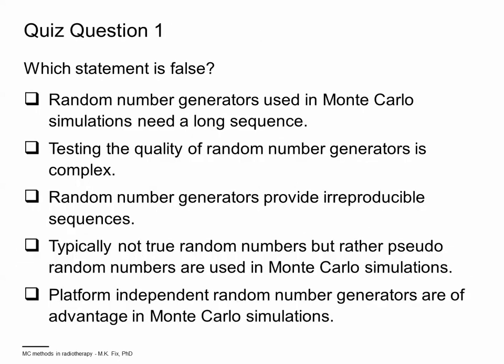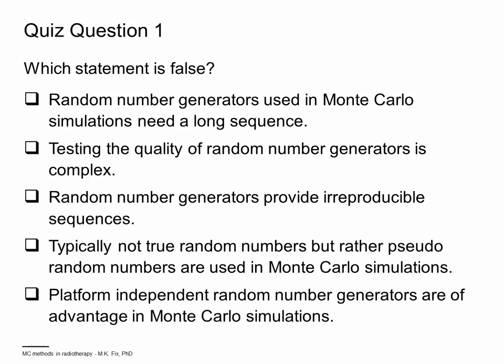This brings me to the quiz question series 1. Which statement is false? Random number generators used in Monte Carlo simulations need a long sequence. Testing the quality of random number generators is complex. Random number generators provide reproducible sequences. Typically, not true random numbers, but rather pseudo-random numbers are used in Monte Carlo simulations. Platform-independent random number generators are of advantage in Monte Carlo simulations.